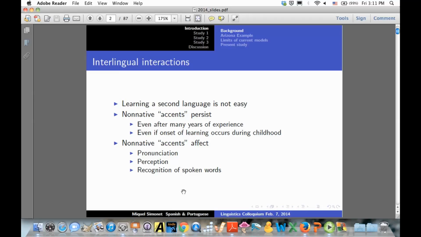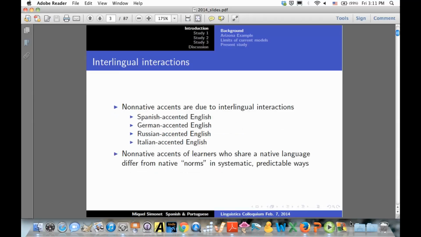And we know also that the accents can be noticed in different aspects of phonetic behavior, say speech production. Obviously, that's the first thing that gives us away, but we also hear with an accent or recognize or don't recognize them with an accent. And we also know that non-native accents are mostly due to interlingual phonetic interactions or phonological interactions of some sort, so that non-native accents are not random. We can speak of Spanish accented English, German accented English, Russian accented English, so that non-native accents of learners who share a native language differ from native norms in systematic, predictable ways.